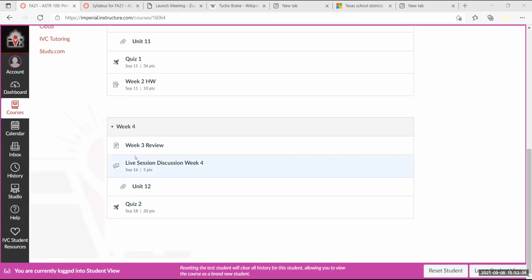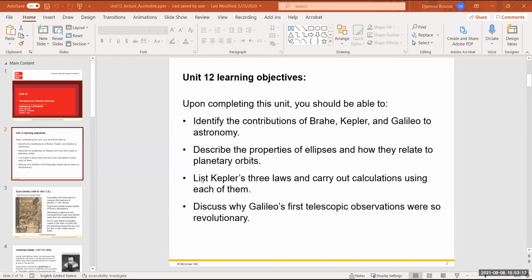And these are, again, the objectives for today. Let me go back to where we are supposed to be and find it, and let me share that. Oh no, I'm sorry, that's not what I'm supposed to do. I'm supposed to share the PowerPoint, the summary, the objectives. So again, this is list Kepler's 3 laws. That's exactly what we're supposed to do and carry out calculations using each of them.